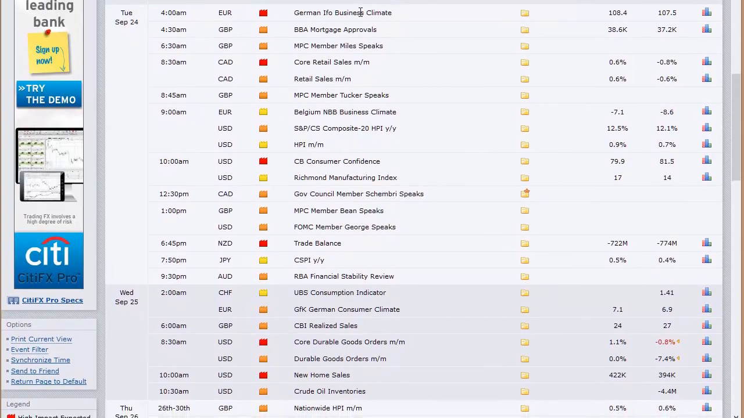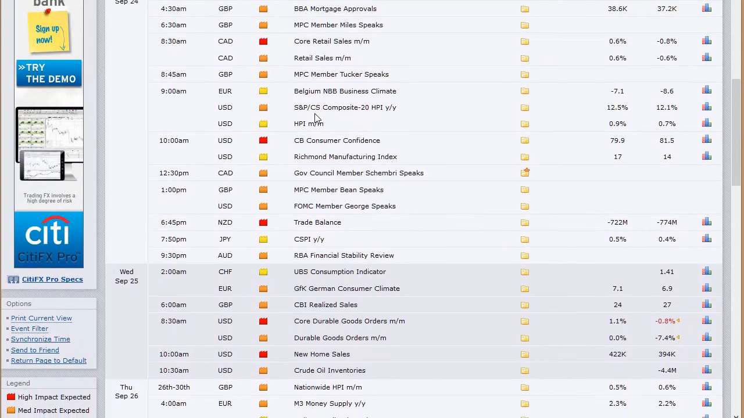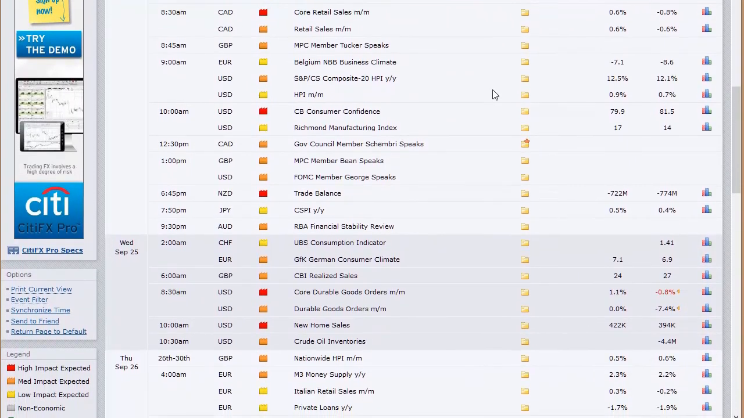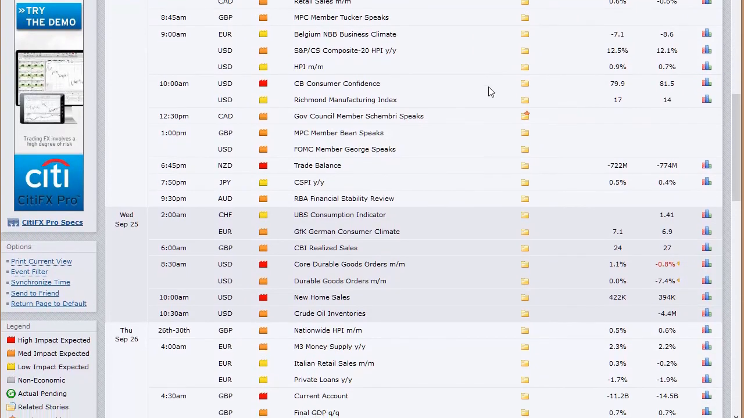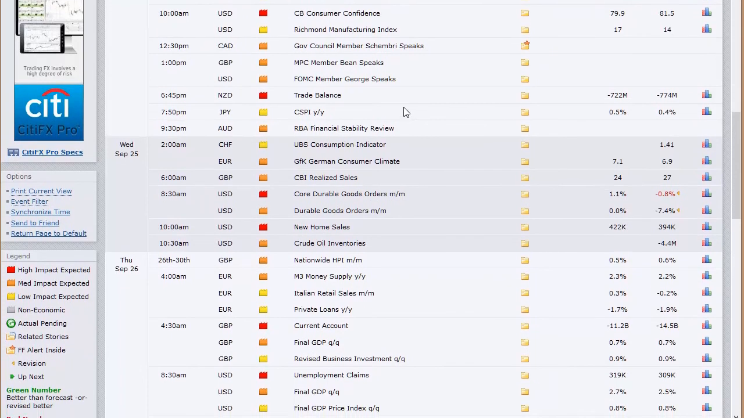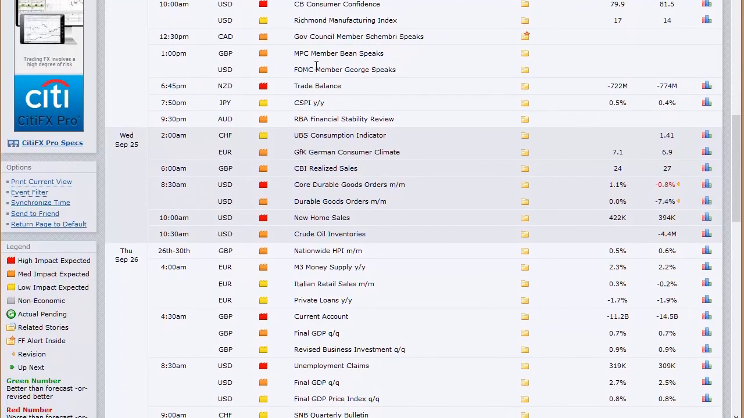German IFO business climate at 4 a.m. Eastern Time Tuesday. Nothing major there. Core retail sales out of Canada. Nothing major. We've got the HPI out of the U.S. The CB Consumer Confidence number out of the U.S. at 10 a.m. Eastern Time. Big for stocks, but not really big for Forex, along with Richmond Manufacturing Index. UK, a couple more speeches.